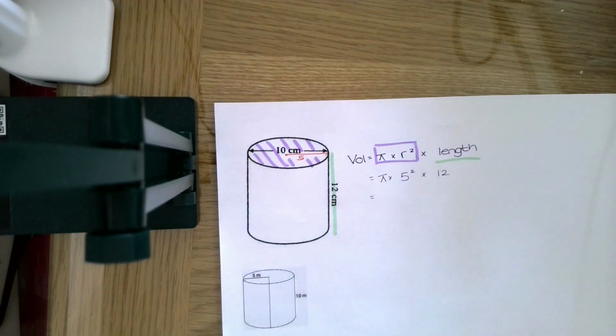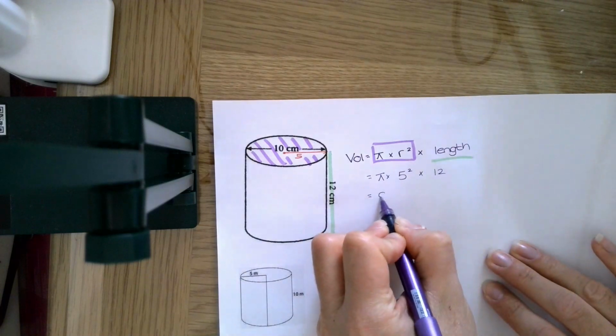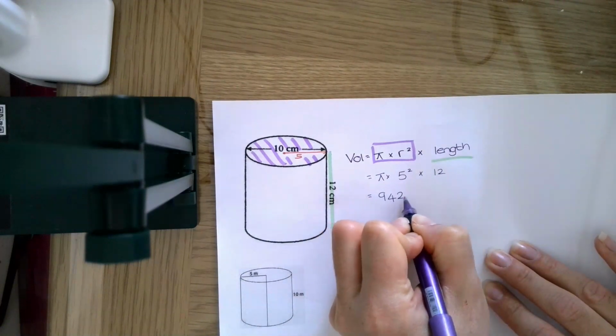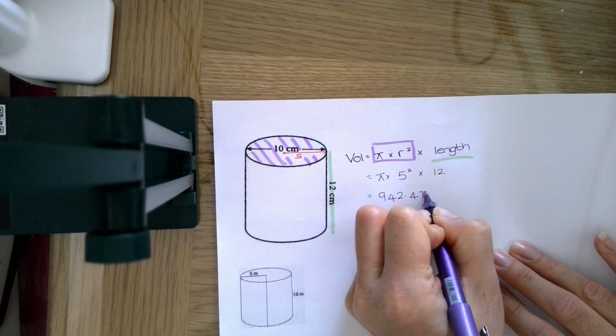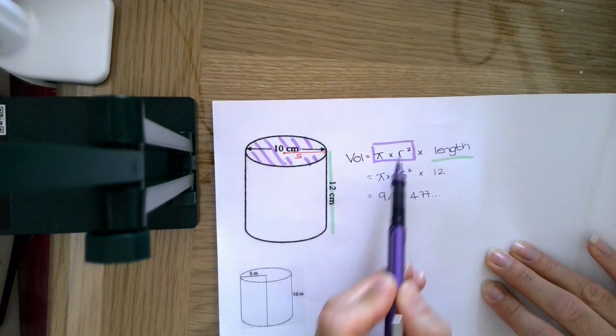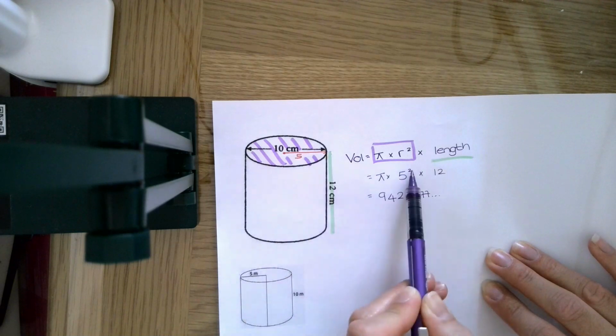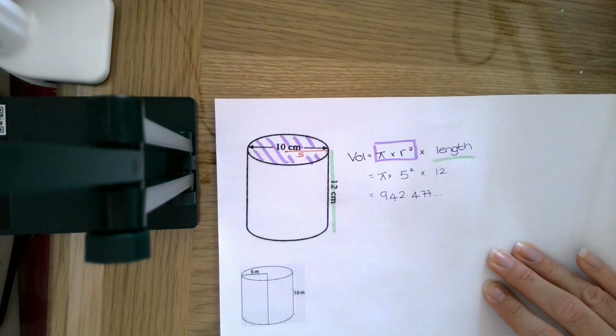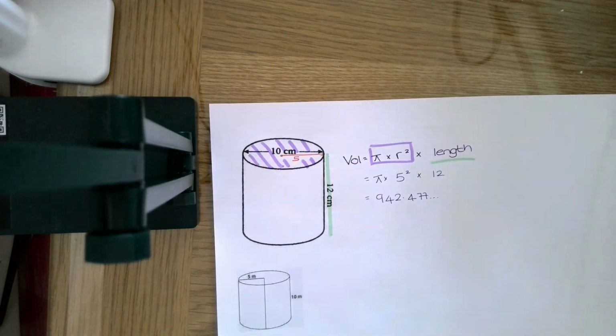And that would give us 942.477. So pi times radius squared times the length. And that's what we went through in the last lesson.